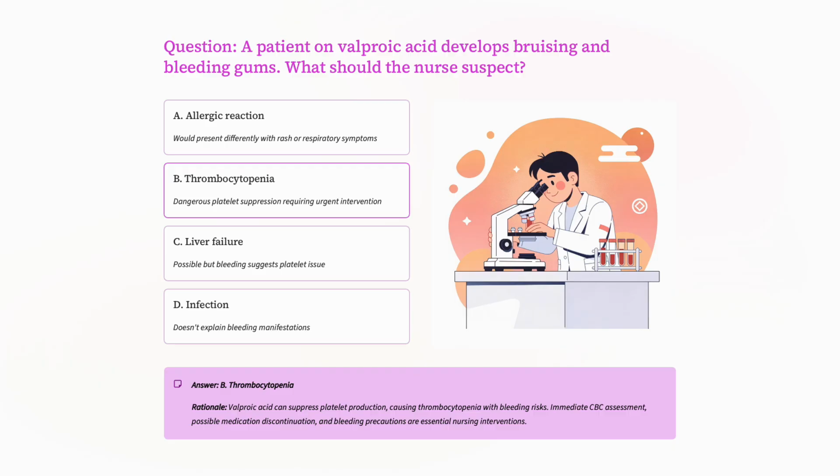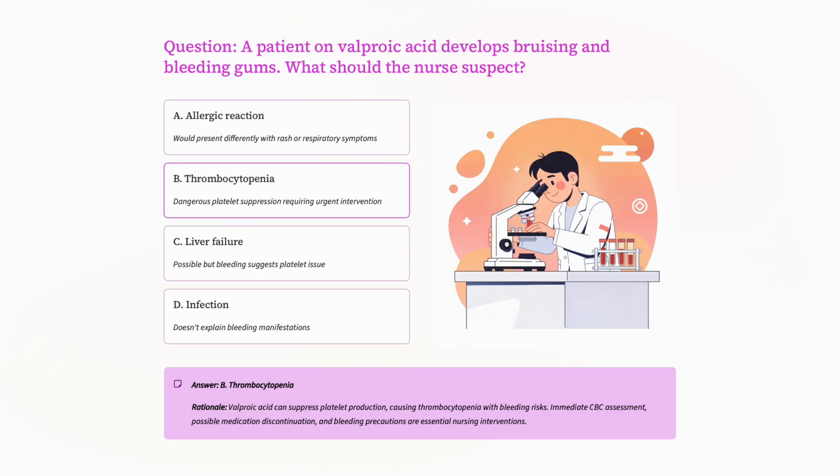Okay, so A, is it an allergic reaction? If it's an allergic reaction, we're going to expect itching, a rash, maybe the airway closing. Okay, thrombocytopenia. Well, first we need to understand, what is thrombocytopenia? We can't choose that if we don't know what the word means. So thrombocytopenia is a bleeding disorder. Okay, people have trouble clotting when they have this.